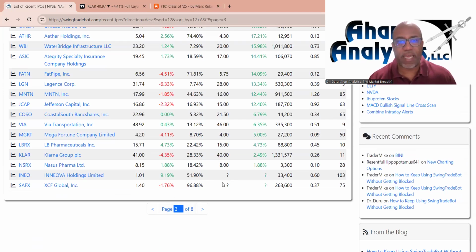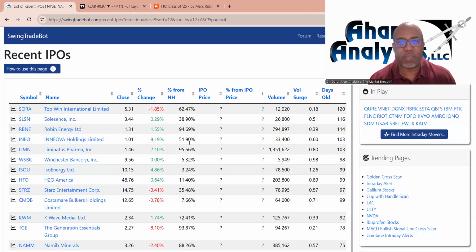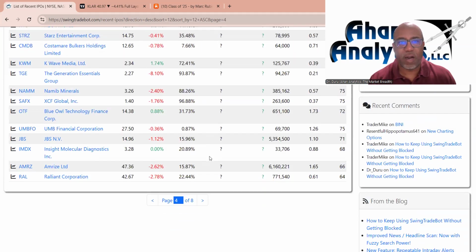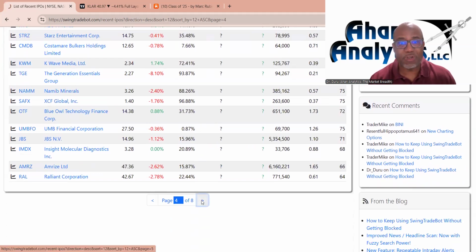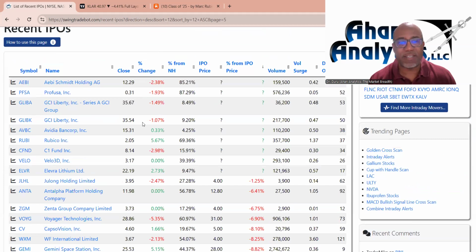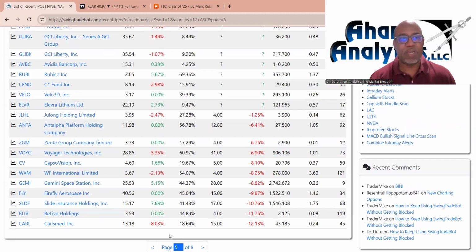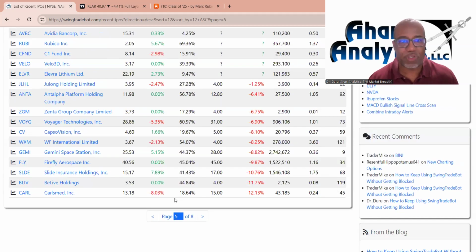Now, there are some still blanks, and SwingTradeBot is still working on its data sources to fill out these empty spaces. So let's just assume that 50% of these empty spaces are stocks that are up from the IPO price. And I say that because as soon as we get to the fifth page, we now start to see all the stocks that are trading below their IPO prices. These are my no-no stocks. These are my absolute no-no stocks. I'm not even going to bother looking at these.